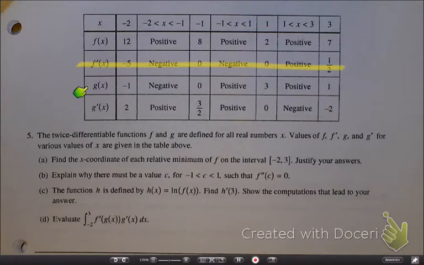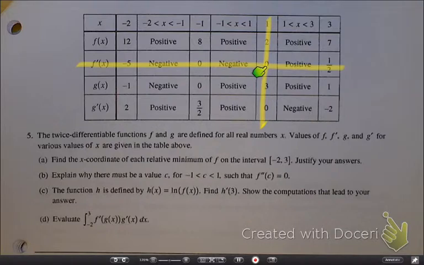Where do we see, what x value do we see this changing from negative to positive? At this x value right here. So notice that this is the place where f prime changes from negative to positive, which means that this is the x value I'm looking for. Why does this equal 0? What does that mean that this equals 0?